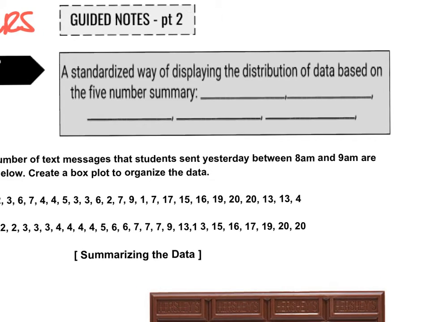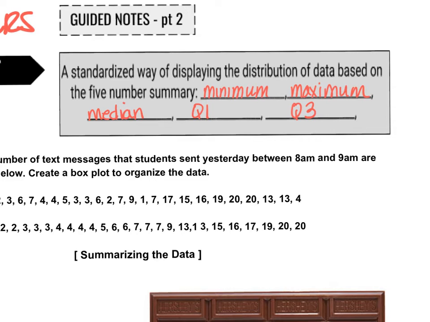So we create a box and whisker plot or a box plot by using the minimum value, the maximum value, the median, the quartile 1, the first quartile, and then the third quartile. And I'll explain those here in just a second. So we use those 5 data points to create our box plot.